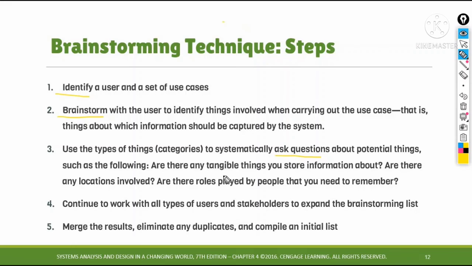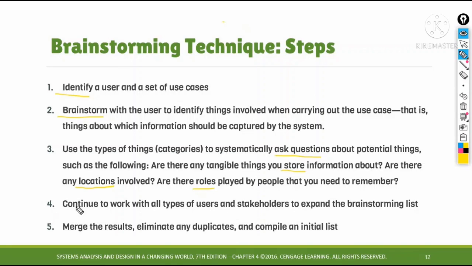You can ask questions such as, are there any tangible things you store information about? Are there any locations involved? Are there roles played by people that you need to remember? You might always remember or think about these types of questions when you ask users of the systems.